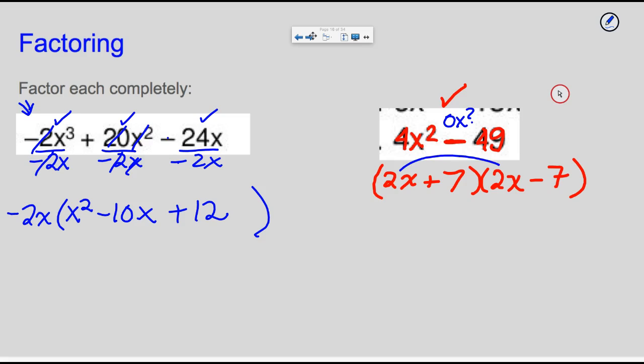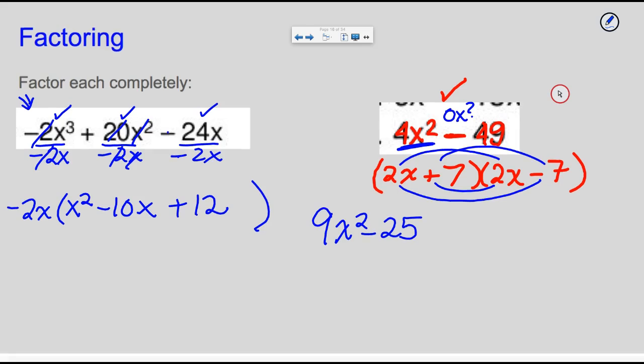Let's check it out. 4x squared checks out. On my outside, I get a -14, and on the inside, a +14, so it's gone. And then my last is a -49, so I know that one's correct. That's called a difference of squares. Try this one. 9x squared minus 25. Go ahead and write that down.